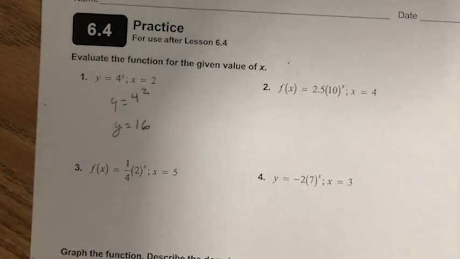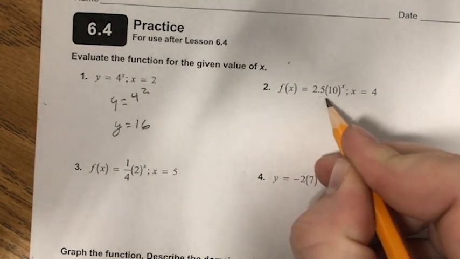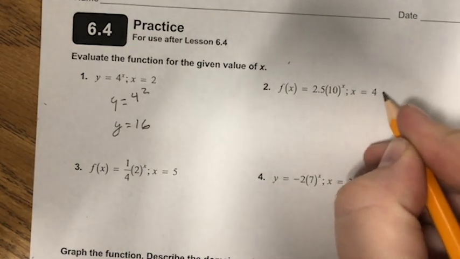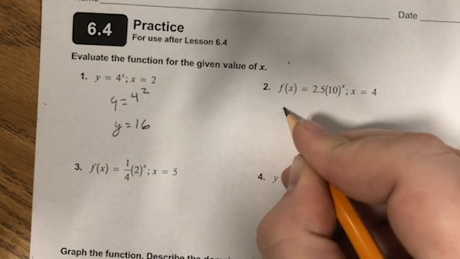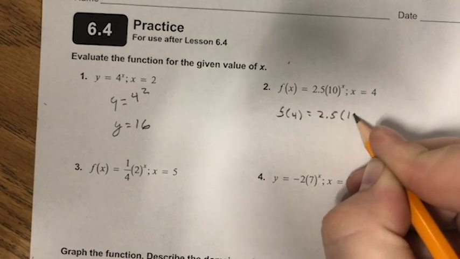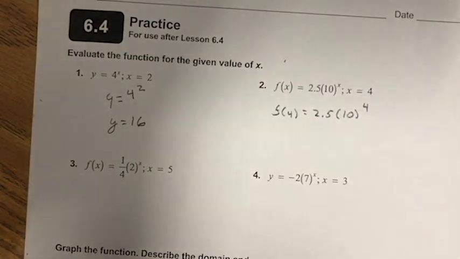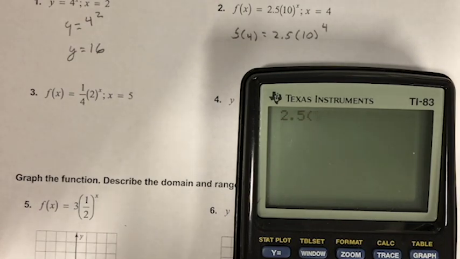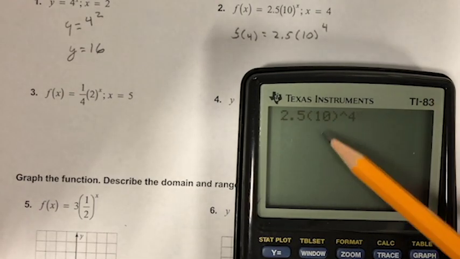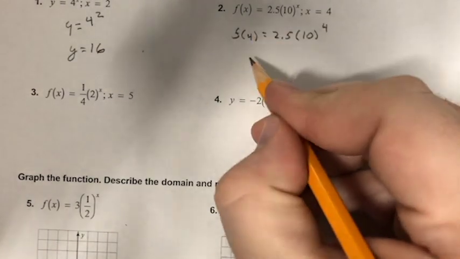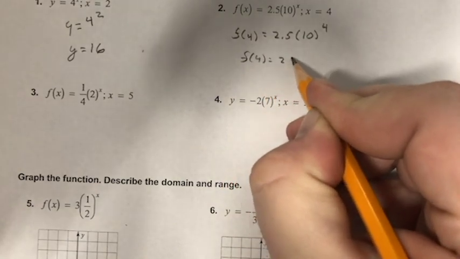So let's try something a little bit tougher. It says f of x is 2.5 times 10 to the x power, and it's telling me that x is 4. So we're going to plug 4 everywhere we see x. So f of 4 is equal to 2.5 times 10 to the 4th power. Let's just use our calculator on that because it'll make our life a little bit easier. We're going to say 2.5 parentheses 10 all to the 4th power. That 10 is to the 4th power. Plug it in and we get 25,000. So f of 4 is equal to 25,000.